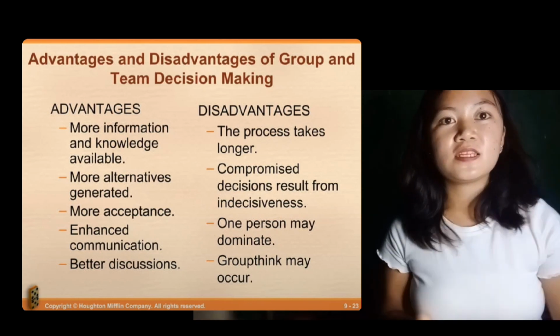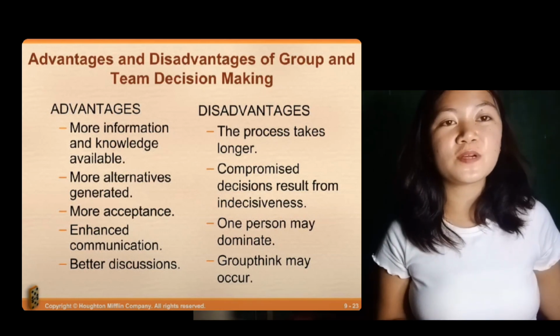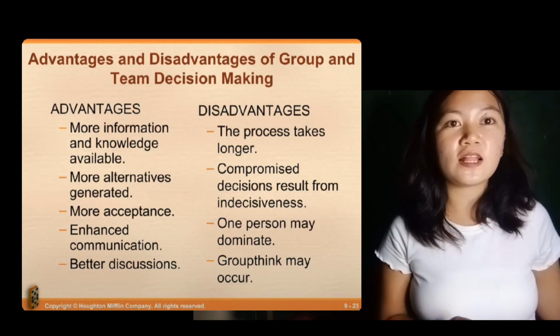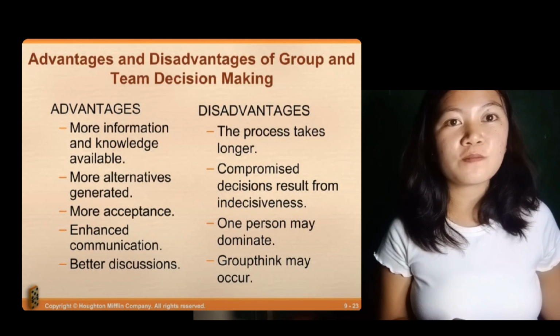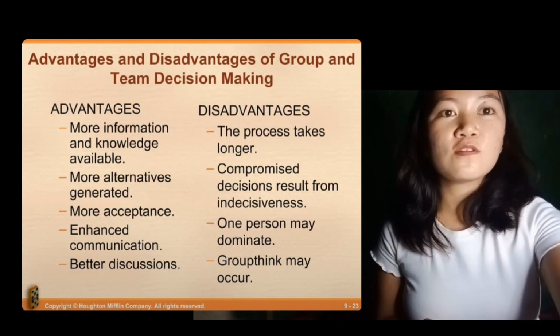More acceptance. Acceptance depends on participation, and involvement is emotional. Effective decisions are the product of decision quality and its acceptance by those who must work with the decision.